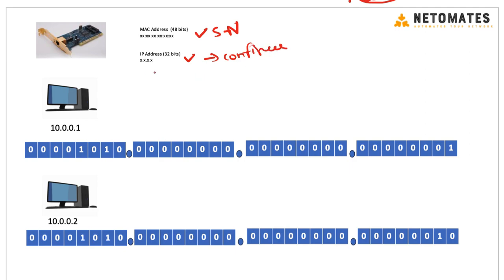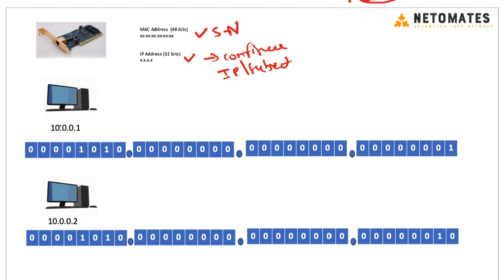So when we need to configure an IP address on any machine, you need to give two values, as discussed. One is IP, another is subnet mask. So let's take a look. We have two computers. One we want to give IP address 10.0.0.1. For another one we want to give 10.0.0.2.